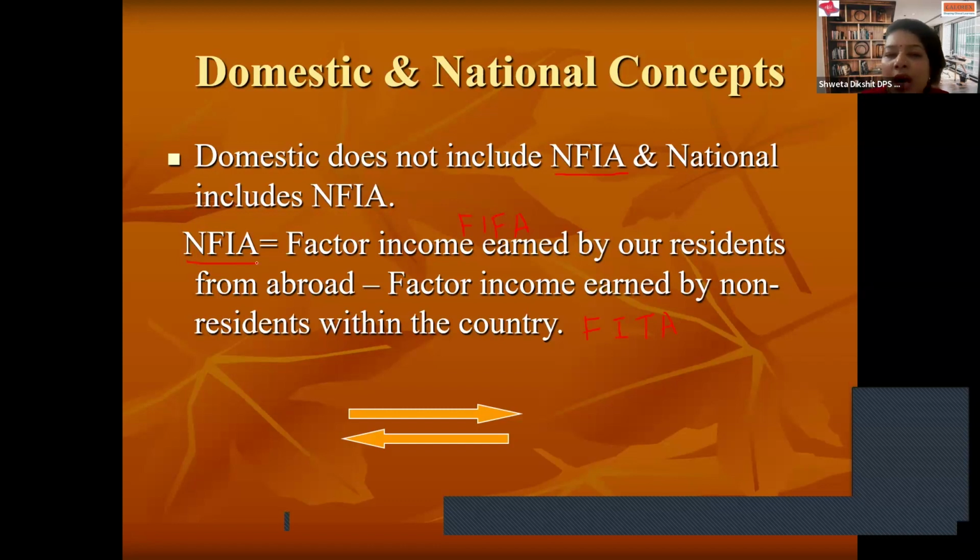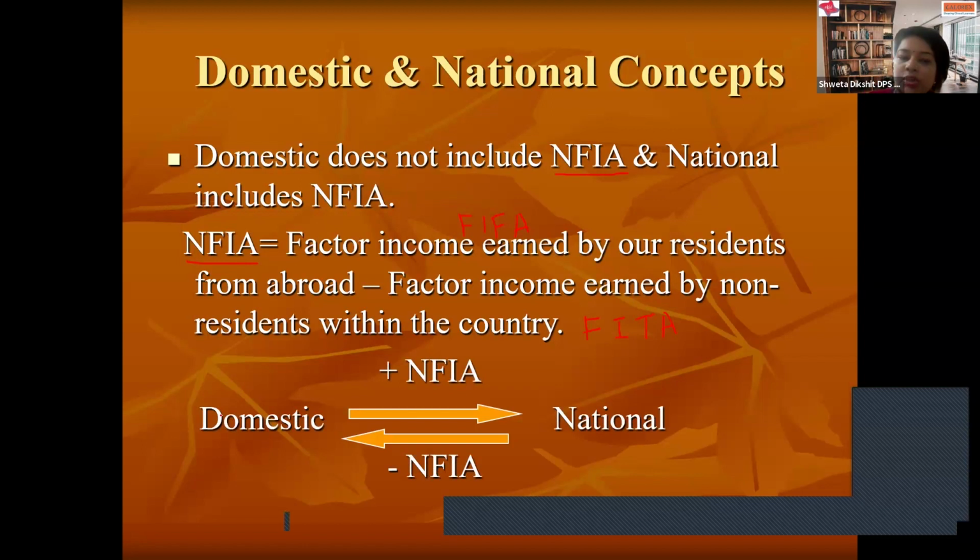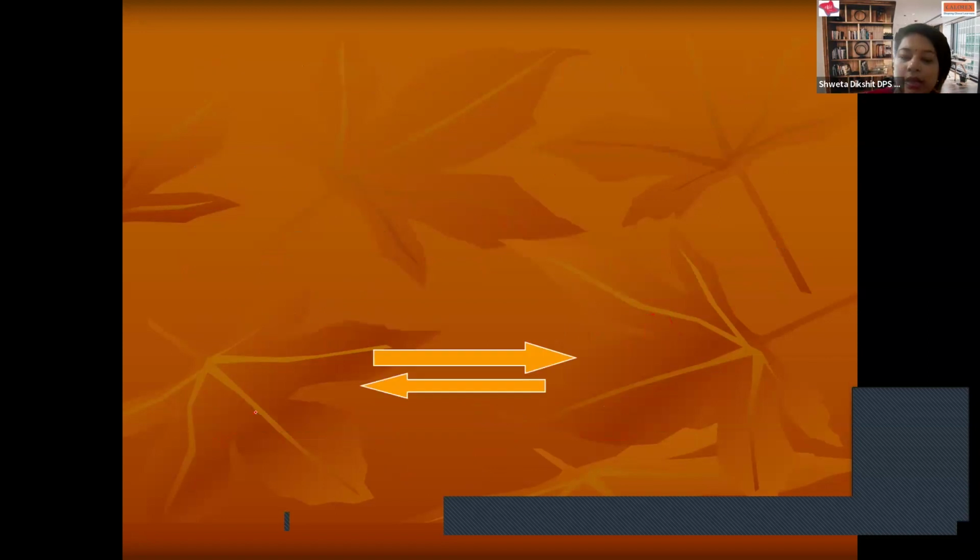Basically, take anything which you earned from the rest of the world and anything you gave to the rest of the world, and you need the difference. That difference is the net factor income from abroad. And NFIA helps us to calculate domestic and national concepts, as domestic plus NFIA is equal to national, and national minus NFIA becomes domestic. So this is how we practice domestic and national concepts. For example, if you have to convert GDP into GNP, that means gross domestic product into gross national product, you need this.